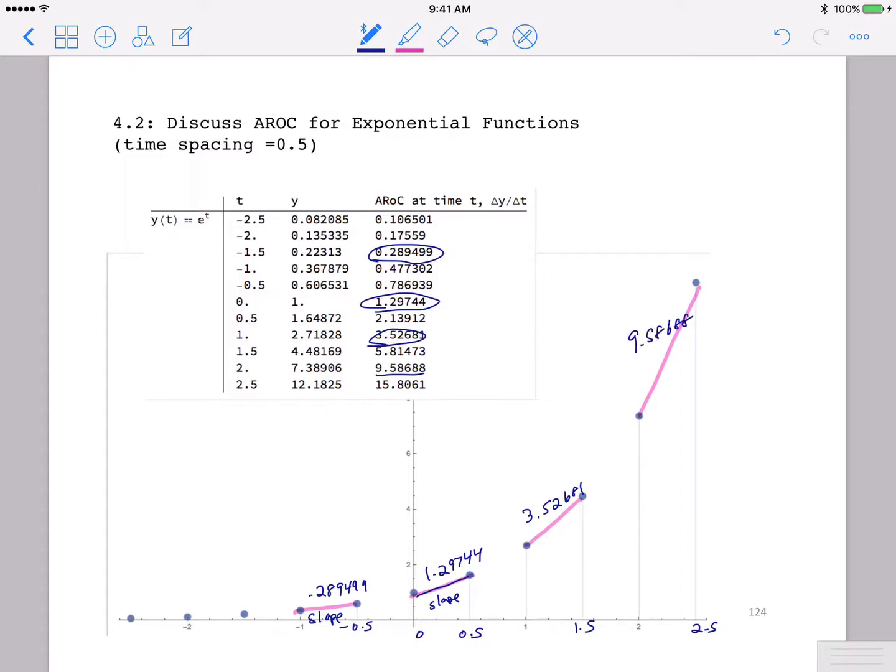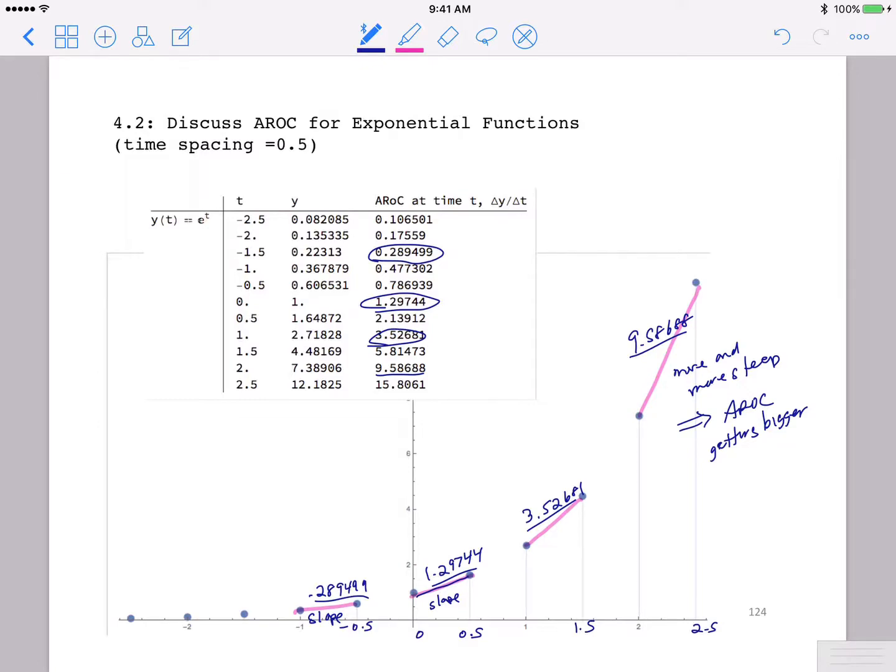Notice that these average rates of change are themselves getting bigger and bigger, which indicates that the slopes of the lines are getting more and more steep. That's the implication: the average rate of change is getting bigger and bigger. There is a pattern to be seen here.